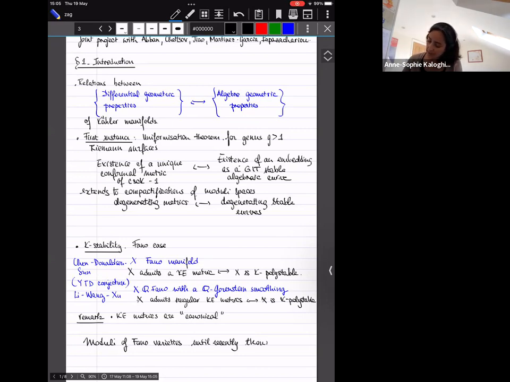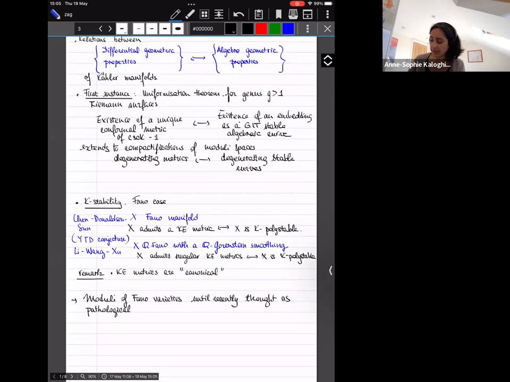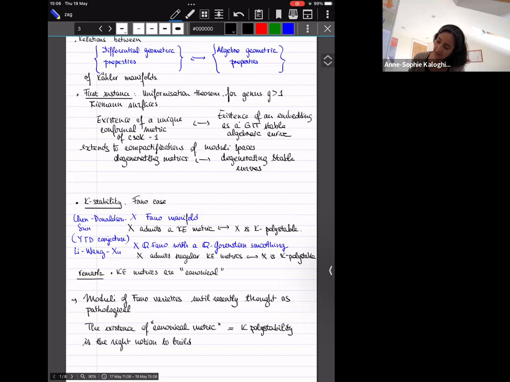But it turns out that, and that's probably one of the most impressive consequences in my view of this whole theory of K-stability, the existence of this canonical metric, or K-polystability, if you like, is the right notion to build a well-behaved moduli space for Fano varieties.